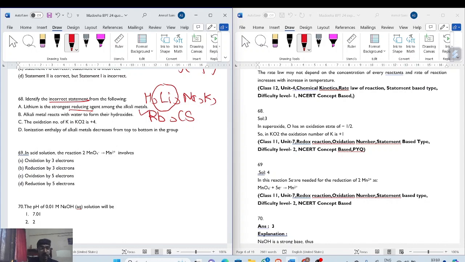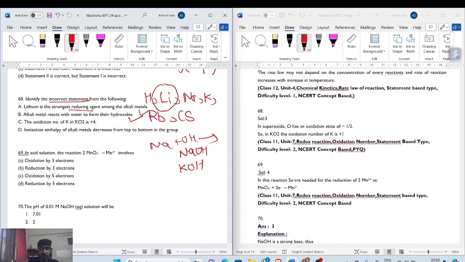Now, alkali metal reacts with water to form hydroxide. This statement is also correct, that all these will react with water to form the corresponding hydroxide. Means Na will react with OH to give NaOH. Similarly, K will react with OH to give KOH. So statement 2 is also correct.